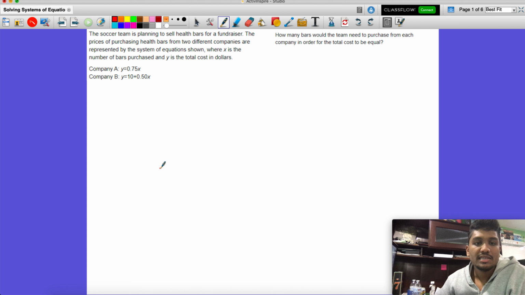So the soccer team is planning to sell health bars for a fundraiser. The prices of purchasing health bars from two different companies are represented by the system of equations shown below. X is the number of bars, Y is the total cost, right? And that's usually always the case. One side of the equal sign is always going to be the total, and then you're going to have something else that makes it up. So in this case, it's the number of bars, the cost, and whatever else there is.